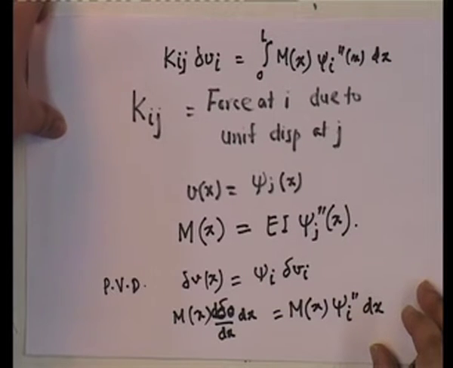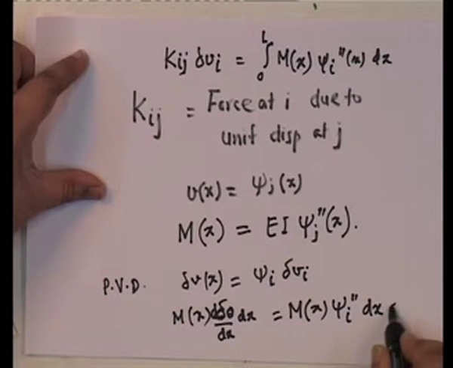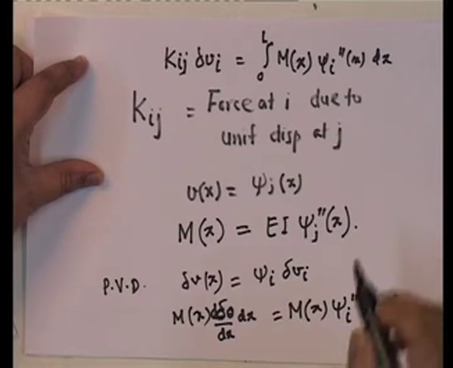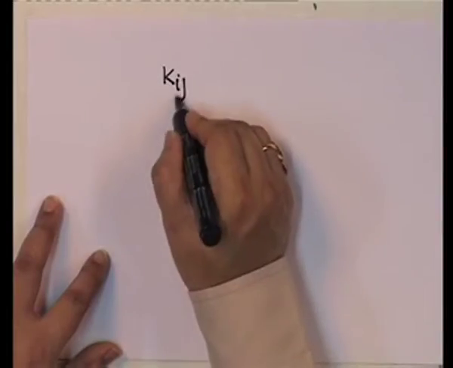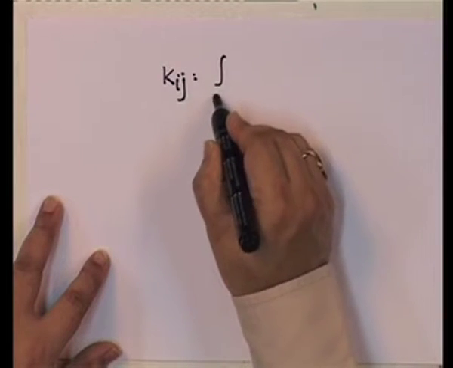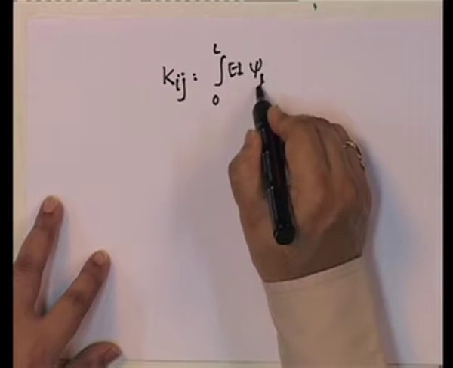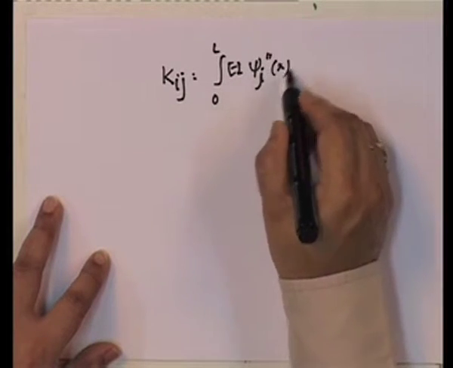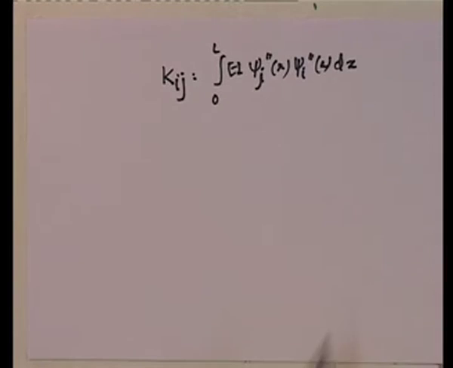So, if I look at that, sorry, there is a del V I here. So, if we look at it, m x is equal to this, and ultimately what is k I j equal to? Ultimately k I j is equal to the integration from 0 to L of E I xi j double prime xi I double prime dx. This is what we get.